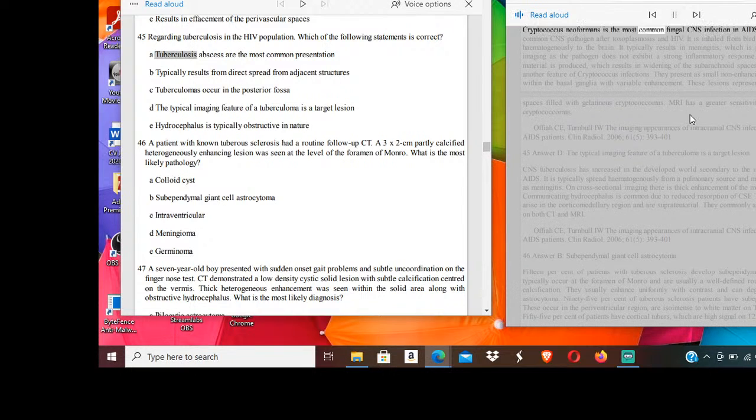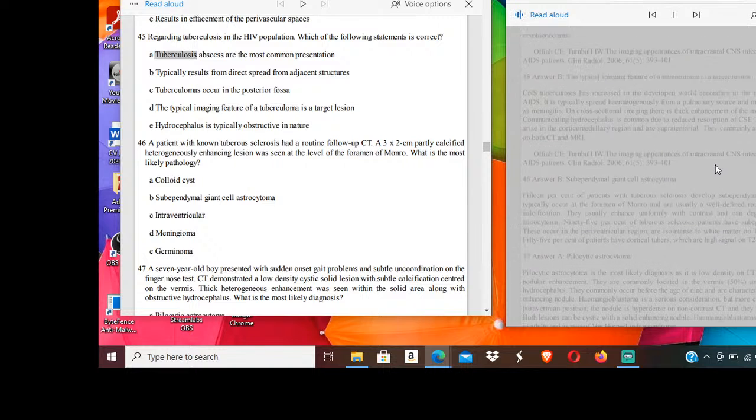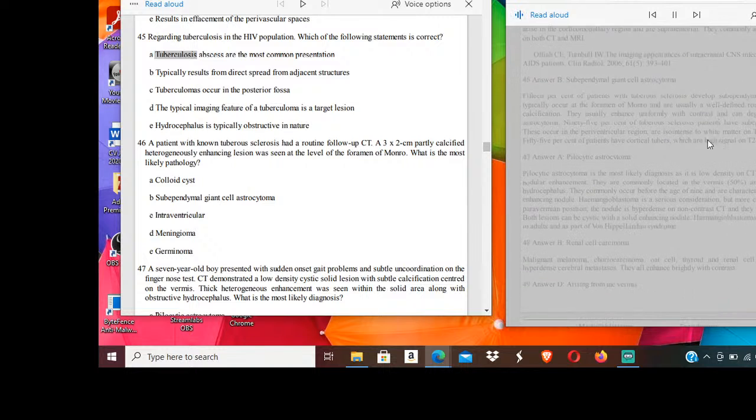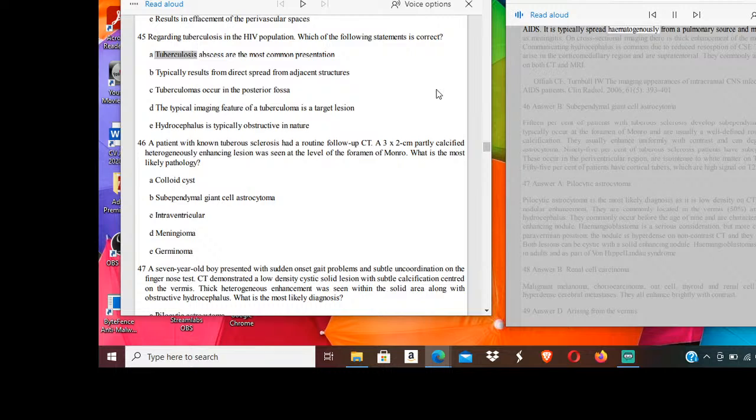Cryptococcus neoformans is the most common fungal CNS infection in AIDS, and is the third most common CNS pathogen. It is typically spread hematogenously from a pulmonary source, and most commonly presents as meningitis. On cross-sectional imaging there is thick enhancement of the meninges and ependyma. Communicating hydrocephalus.